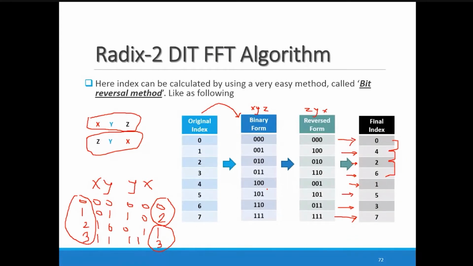All of you got this point? Bit reversal and all, whatever discussion we have done today. Okay. So let us continue with this.